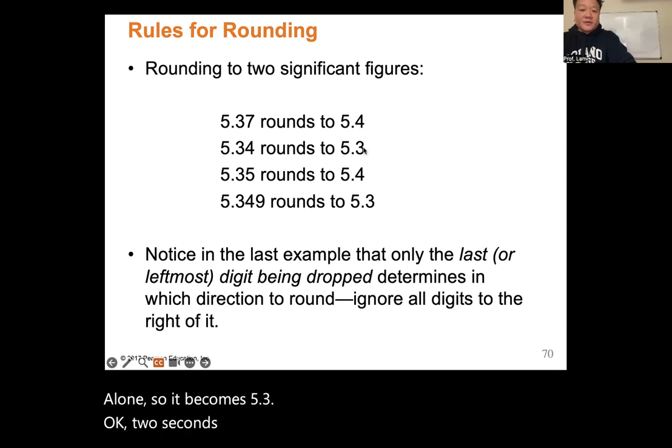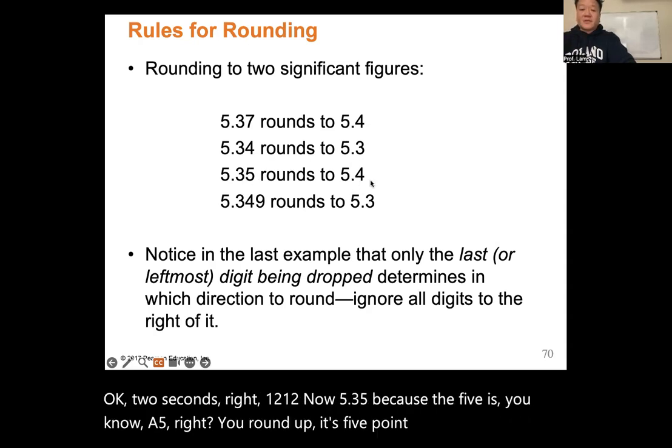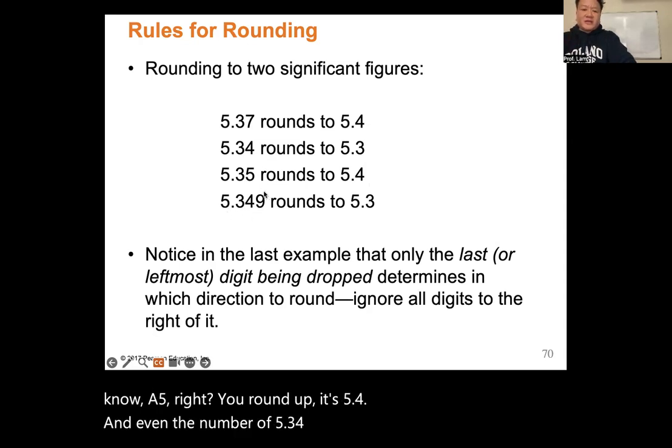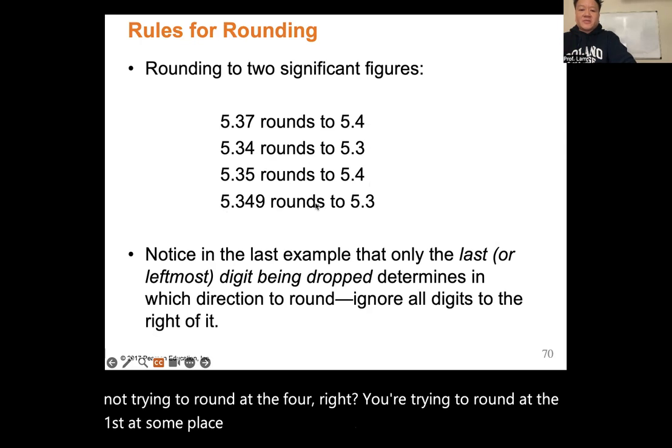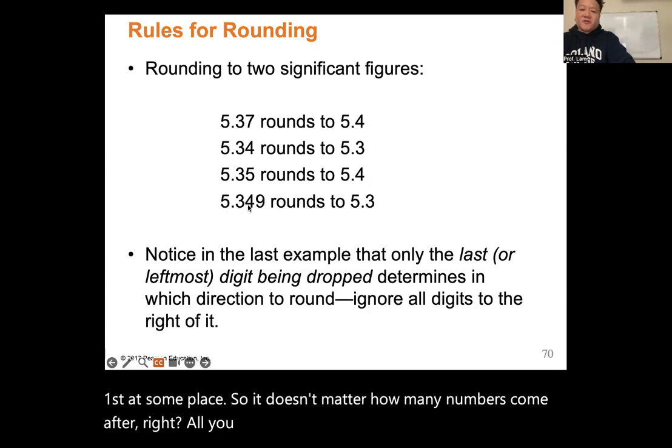1, 2, 1, 2. Now 5.35, because the 5 is a 5, right? You round up, it's 5.4. And even the number 5.349, you ignore the 9 because you're not trying to round at the 4, right? You're trying to round at the first decimal place. So it doesn't matter how many numbers come after, right? All you have to do is look at the 4. You're like, okay, that's 5.3. Okay.